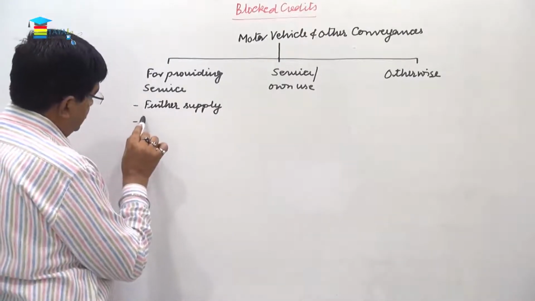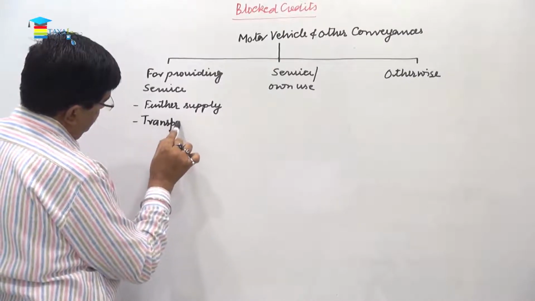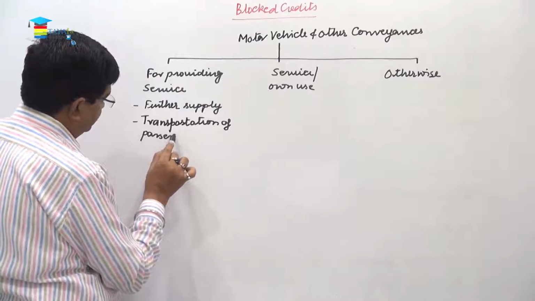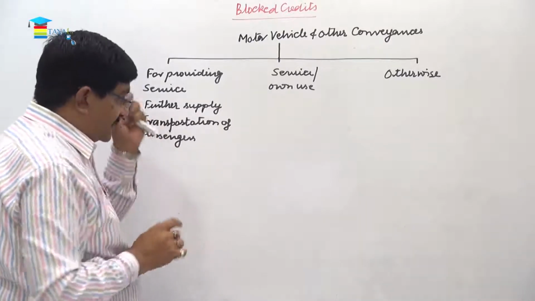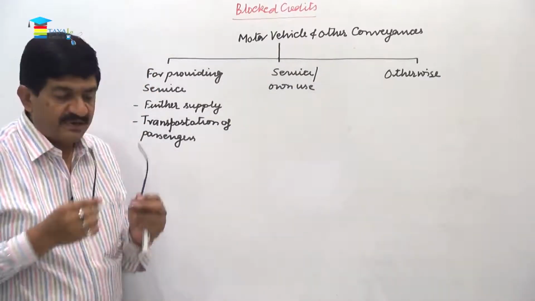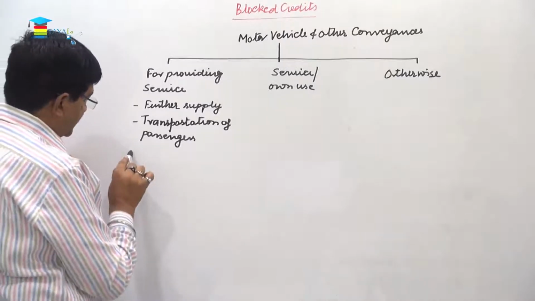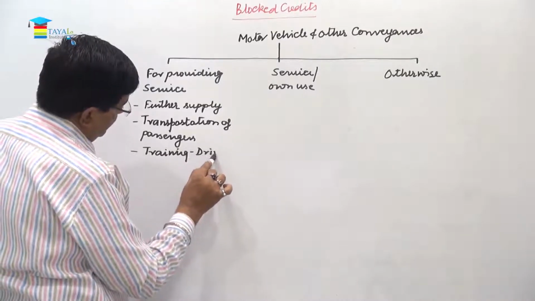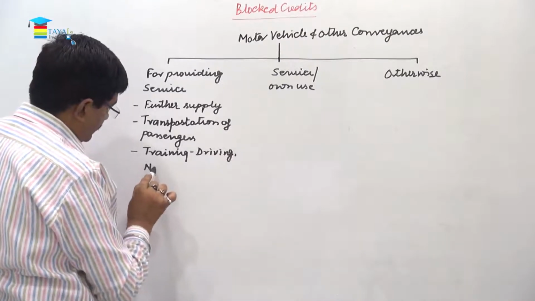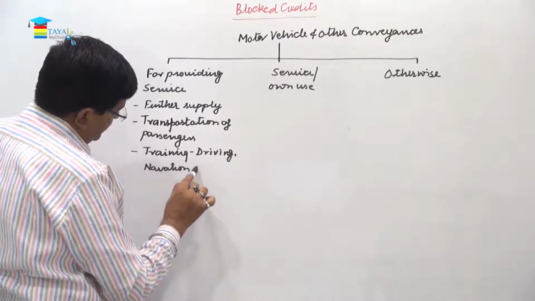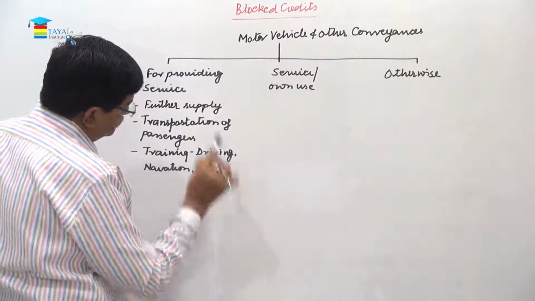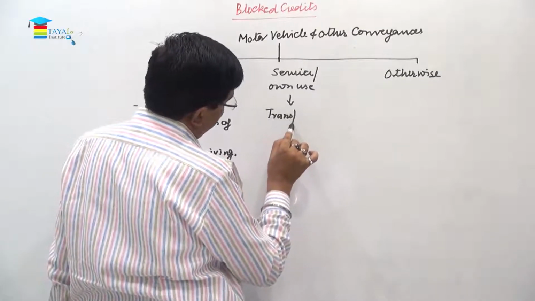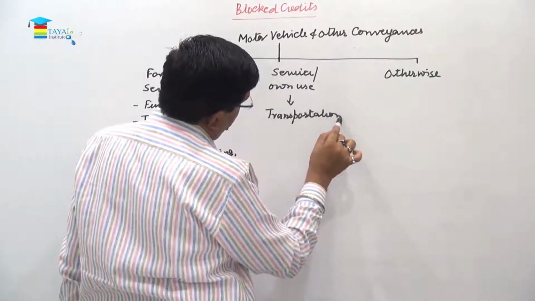Or this is for transportation of passengers. If it is used for self, then that will fall under this category, right? So here the passengers are being transported, and then this is for training, and this training may be for driving, maybe navigation. Navigation is used for vessels, or this is used for flying, right? And here we were talking about transportation of goods, so whether own goods or goods of somebody else.